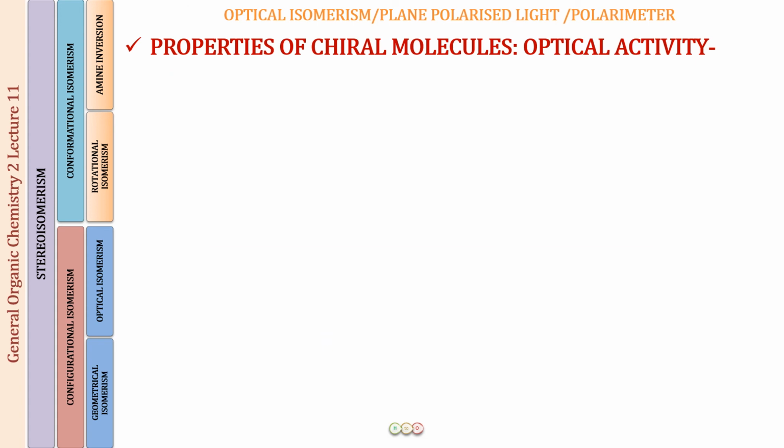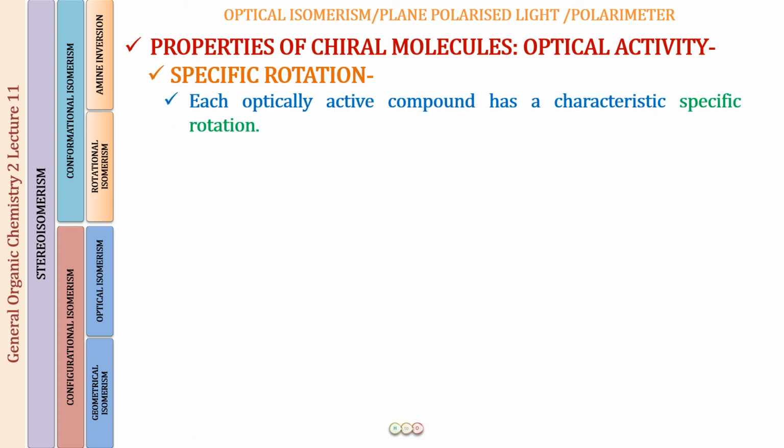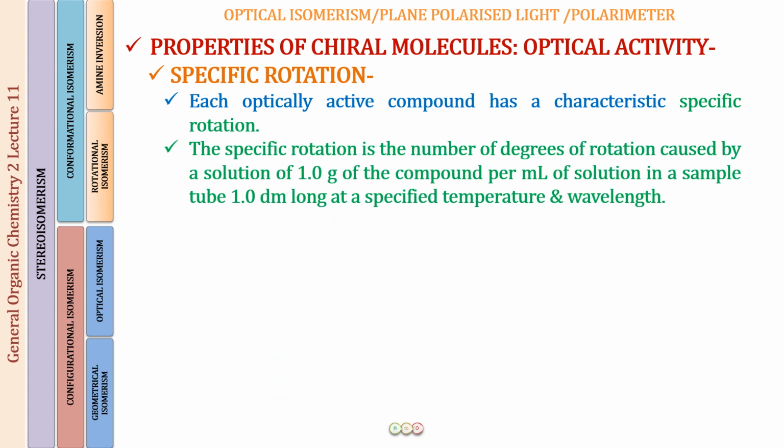So now that you know that the observed value of the angle of rotation can vary with certain factors, we are going to introduce another term, that is specific rotation, which is going to take care of all these variable factors. Okay, the specific rotation is a specific characteristic for each optically active compound. And what is the specific rotation? Well, it is defined as the number of degrees of rotation caused by a solution of 1 gram of the compound per ml of the solution in a sample tube of 1 decimeter long at a specified temperature and wavelength.